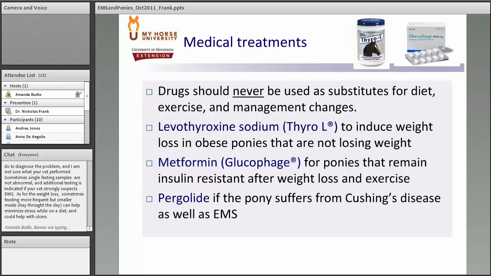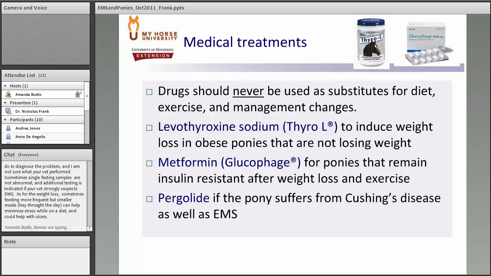This drug then is one that we will prescribe in situations where we're dealing with that, say, 10% of horses or ponies that are still insulin resistant even after our diet and weight loss program. So these are the ones that perhaps need a little additional medical management because they're not responding as well as the other 90%. So as I say at the top of this slide, these drugs should never be used as substitutes for diet and exercise and management changes.